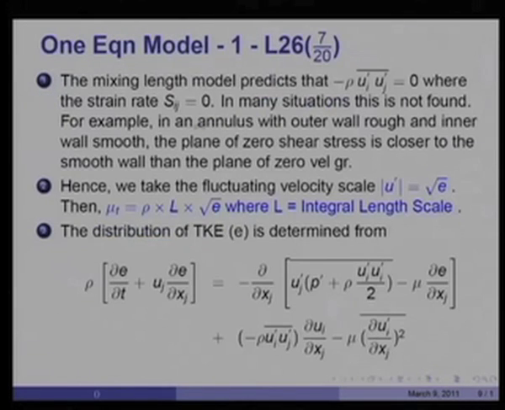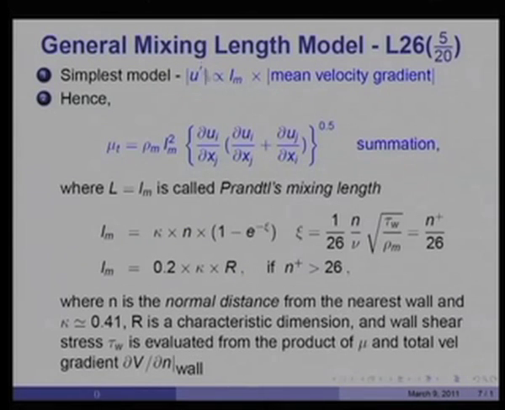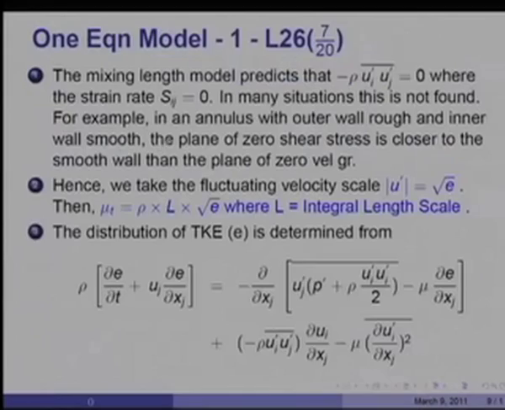The mixing length model unfortunately predicts that rho u_i prime u_j prime will be 0 where the strain rate S_ij will be 0. As you can appreciate from this figure, if the mean strain rate was 0 at any point, mu t would automatically be 0. In many situations, this is not found to be the case.